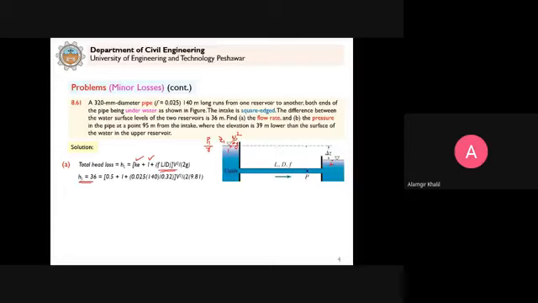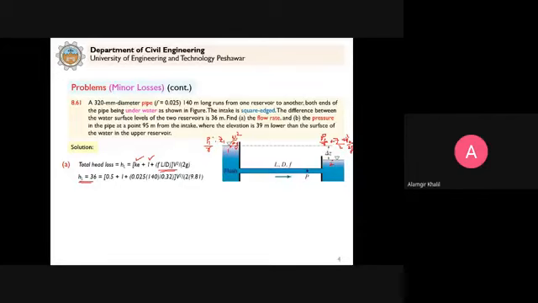Clear? Similarly, we have here at this second point, if you want to write down here, this will be P2 by gamma, plus we have Z2, the datum head, and plus we have this V2 square by 2G, the velocity head. So now this will be plus HL, clear?